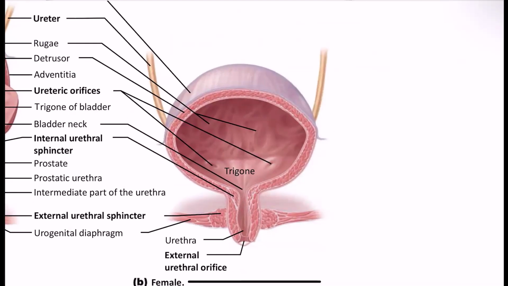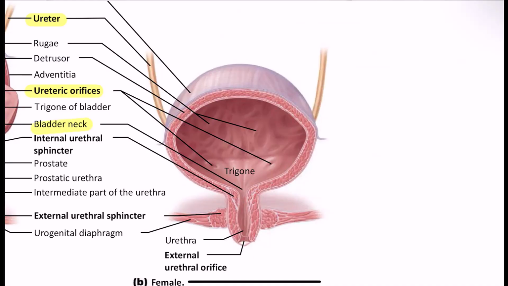So here's the ureter. Each of these are the ureters, and where the ureters enter are called the ureteric orifices. Ureteric refers to ureter, orifice is an opening. So urine is stored in here, and then it exits out of the exit point, which is called the bladder neck.